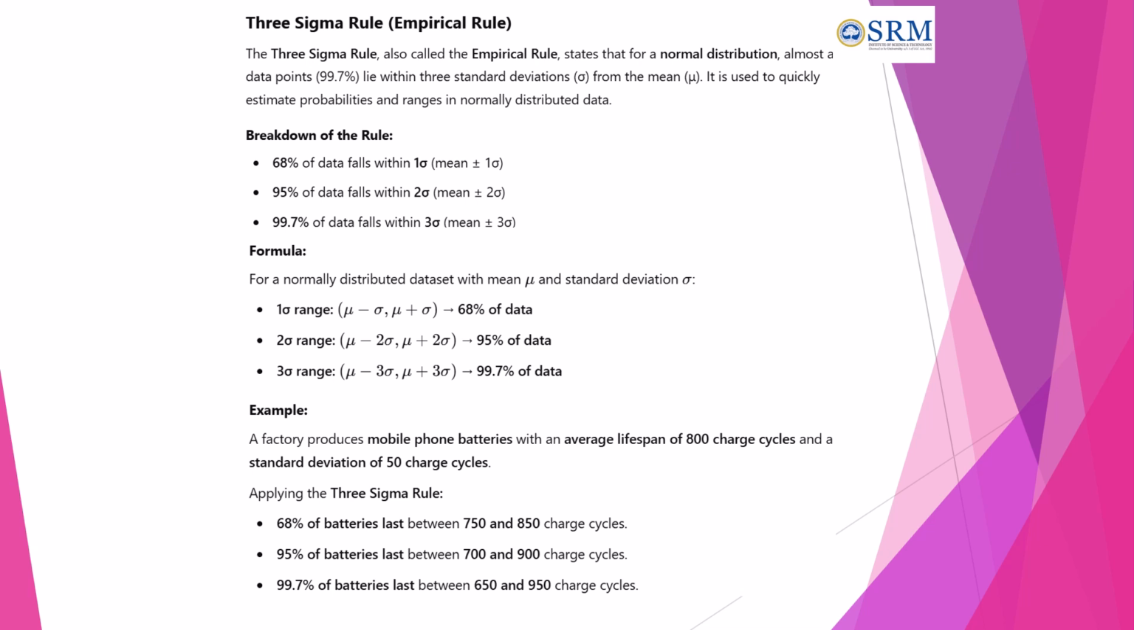For example, for a factory making batteries with an average life of 800 charge cycles and a standard deviation of 50, about 68% of the batteries last between 750 and 850 cycles, 95% last between 700 and 900 cycles, and almost all last between 650 and 950 cycles. This rule gives us a quick way to estimate the range where most values lie.